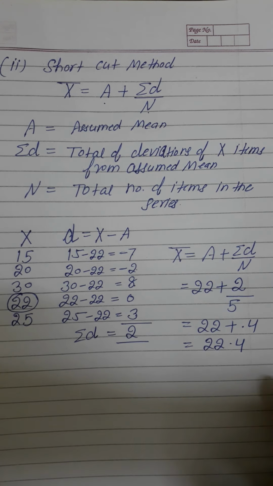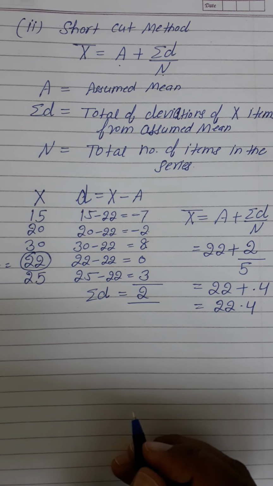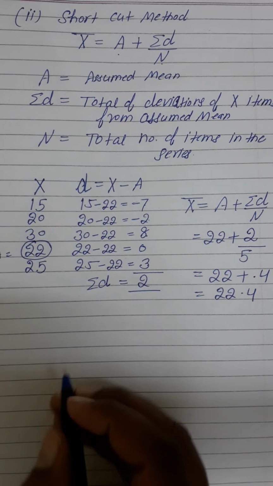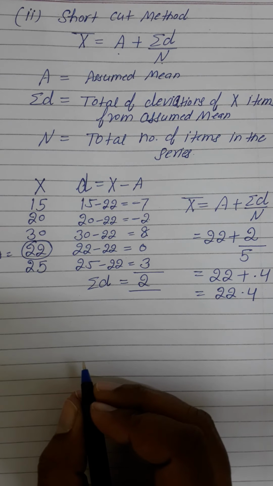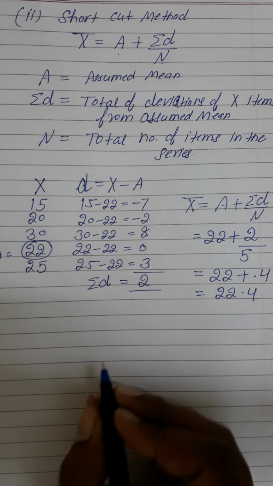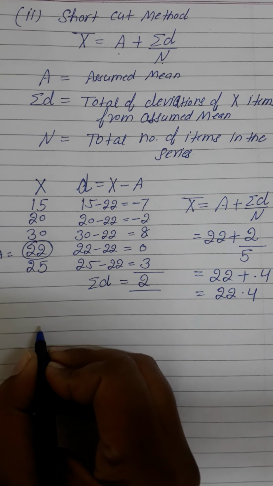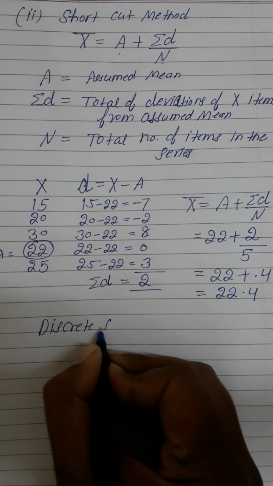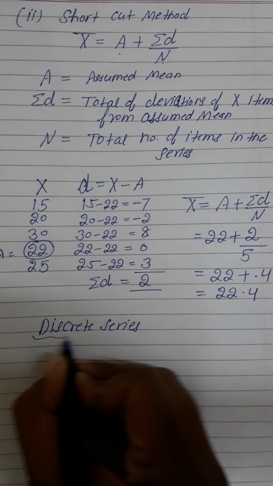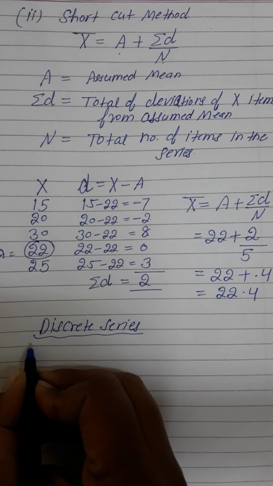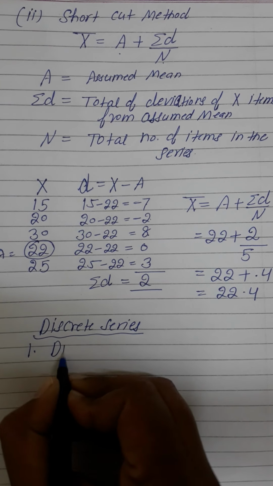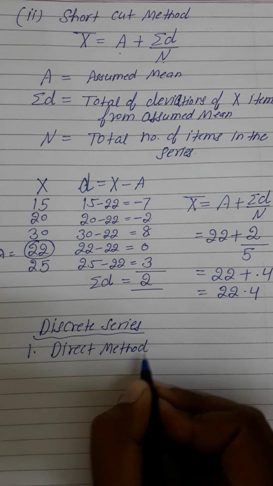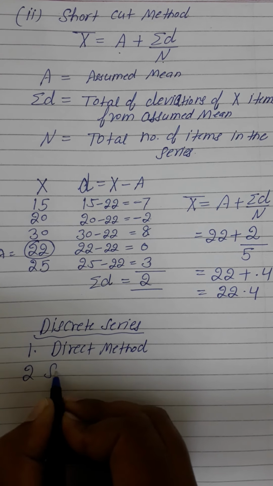Now we will learn how to calculate arithmetic mean in case of discrete series. Discrete series can also have two methods. First is direct method, and second is shortcut method.